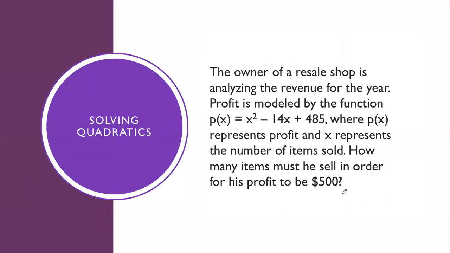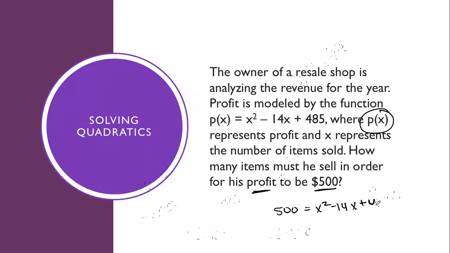The owner of a resale shop is analyzing the revenue for the year. Profit is modeled by the function P of X equals X squared minus 14X plus 485, where P of X represents the profit. How many items does he sell in order to make a profit of 500? What am I going to do with that 500? I'm going to replace P of X with 500 because that's what profit of 500 means. So it's going to be 500 equals X squared minus 14X plus 485.